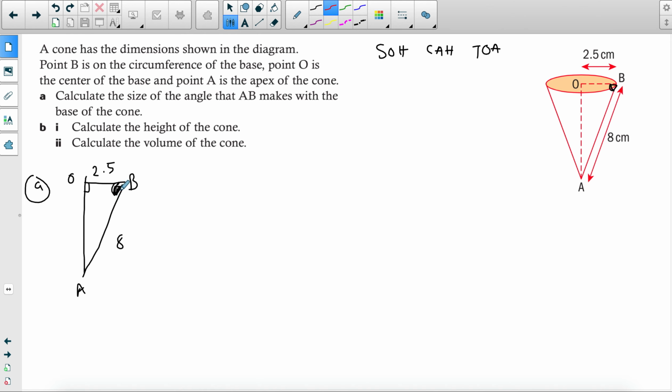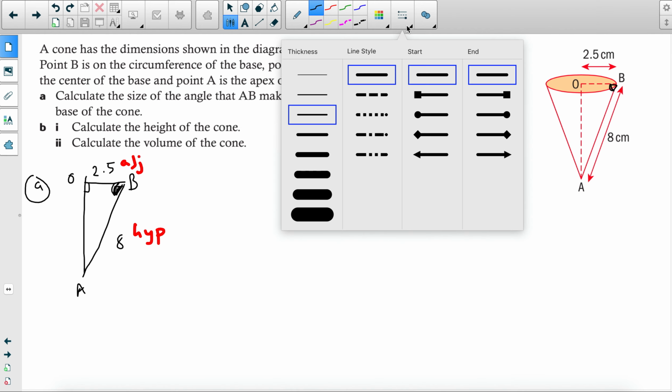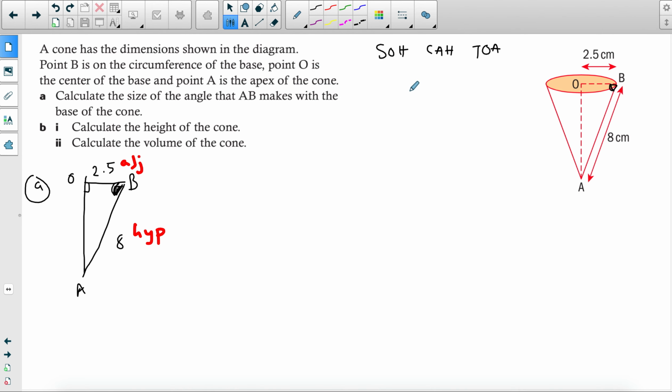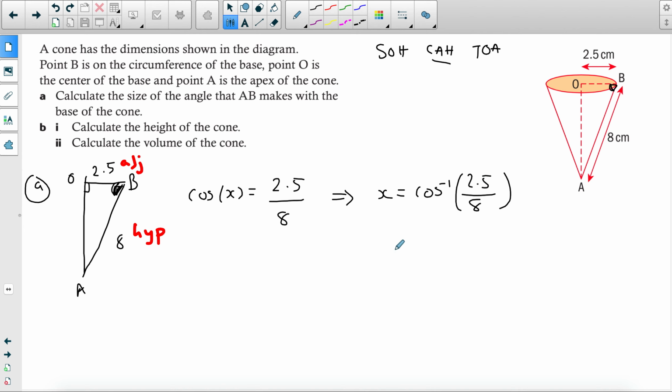And we can start labeling. So this will be our hypotenuse. That's the first thing you label, and then this will be the adjacent. And so we will have to use cos in this case. So cos of our missing angle is equal to the adjacent, which is 2.5, divided by the hypotenuse, which is 8. And so our missing angle is equal to cos inverse of 2.5 divided by 8. And this whole thing is equal to 71.8 degrees, to three significant figures.